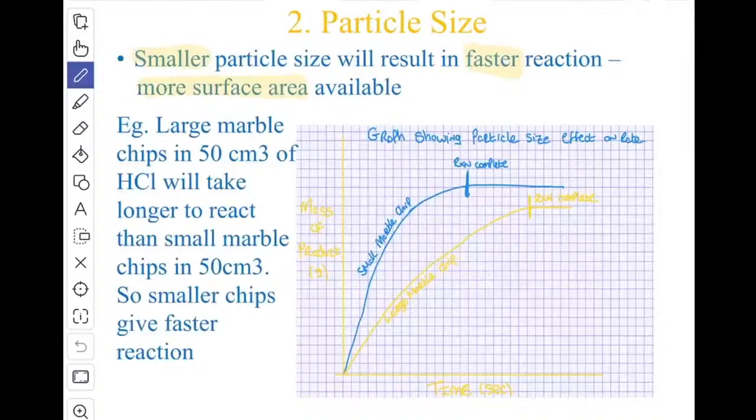We can see that for the small marble chips, the slope of your line here is very steep. That means the reaction is happening very, very quickly, and it levels off quite quickly. You can see that the reaction is complete much earlier with the small marble chips than with the large marble chips. For the large marble chips the slope of the graph isn't as great, and it levels off a lot later. So that's why we would say that the smaller particle size will give the faster reaction, because there is more surface area.